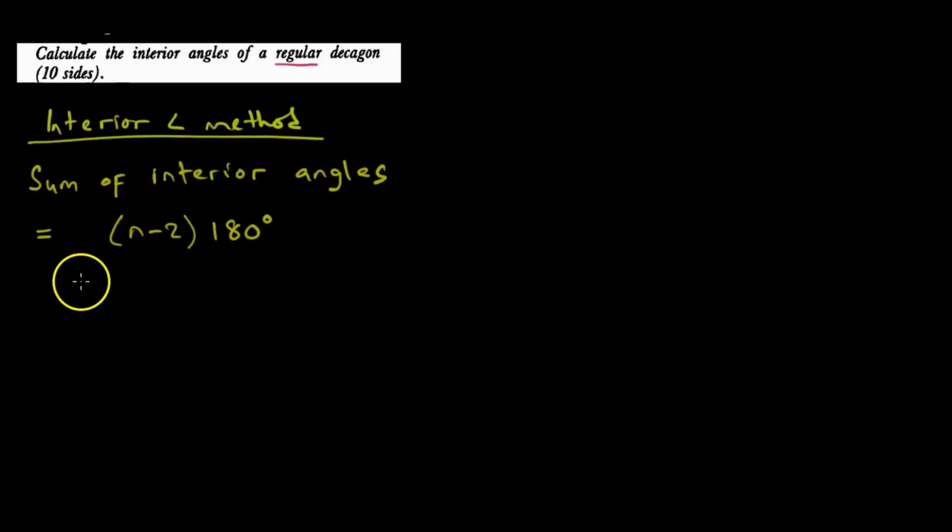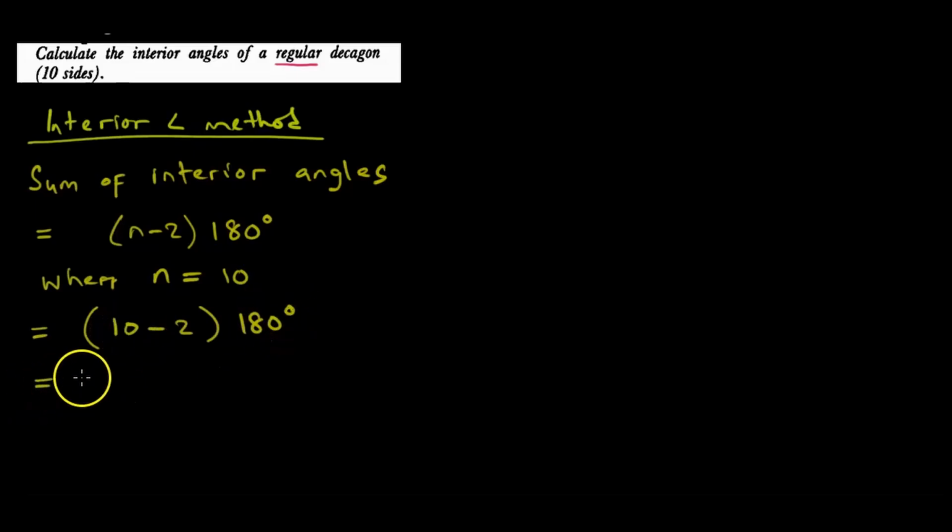How do we do that? We know that n is equal to 10 because it's a decagon. So it's just a mere example of substitution. N minus 2 means 10 minus 2 times 180 degrees, which leads us to 8 times 180 degrees.